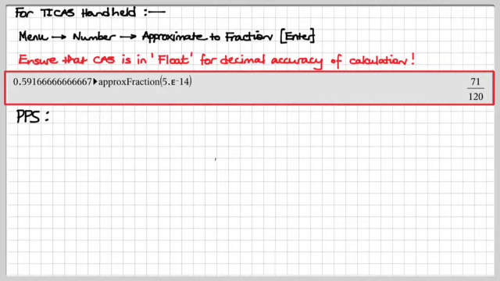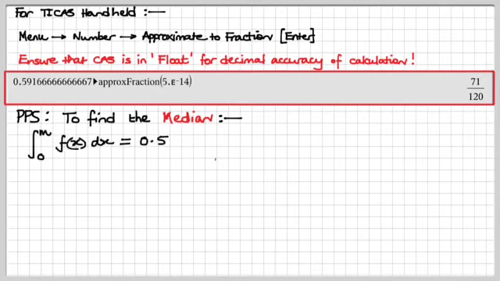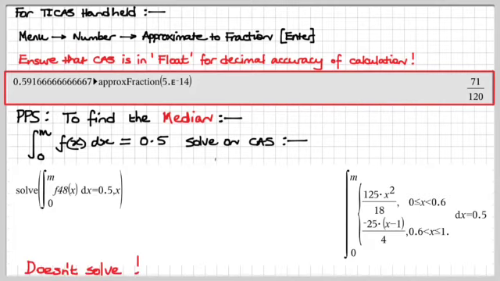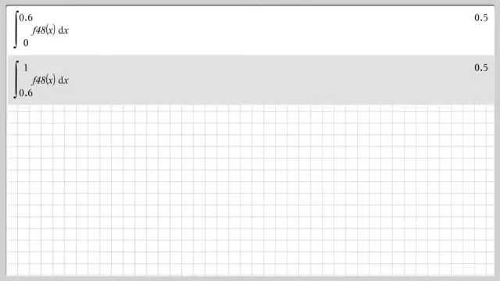Okay, here's another PS, that's postscript. If you were asked to find the median, do you know what to do? Yes, it's the integral from 0 to m of f of x with respect to x equals 0.5, and you have to solve for that on your CAS, yeah? So there it is. Now, oh, that didn't solve. Oh, goodness. Remember, this is a hybrid or piecewise function, so apparently it doesn't like it. It's not going to solve it for me. It's getting stubborn. Okay, so I've got to try plan B now. So what would that be?